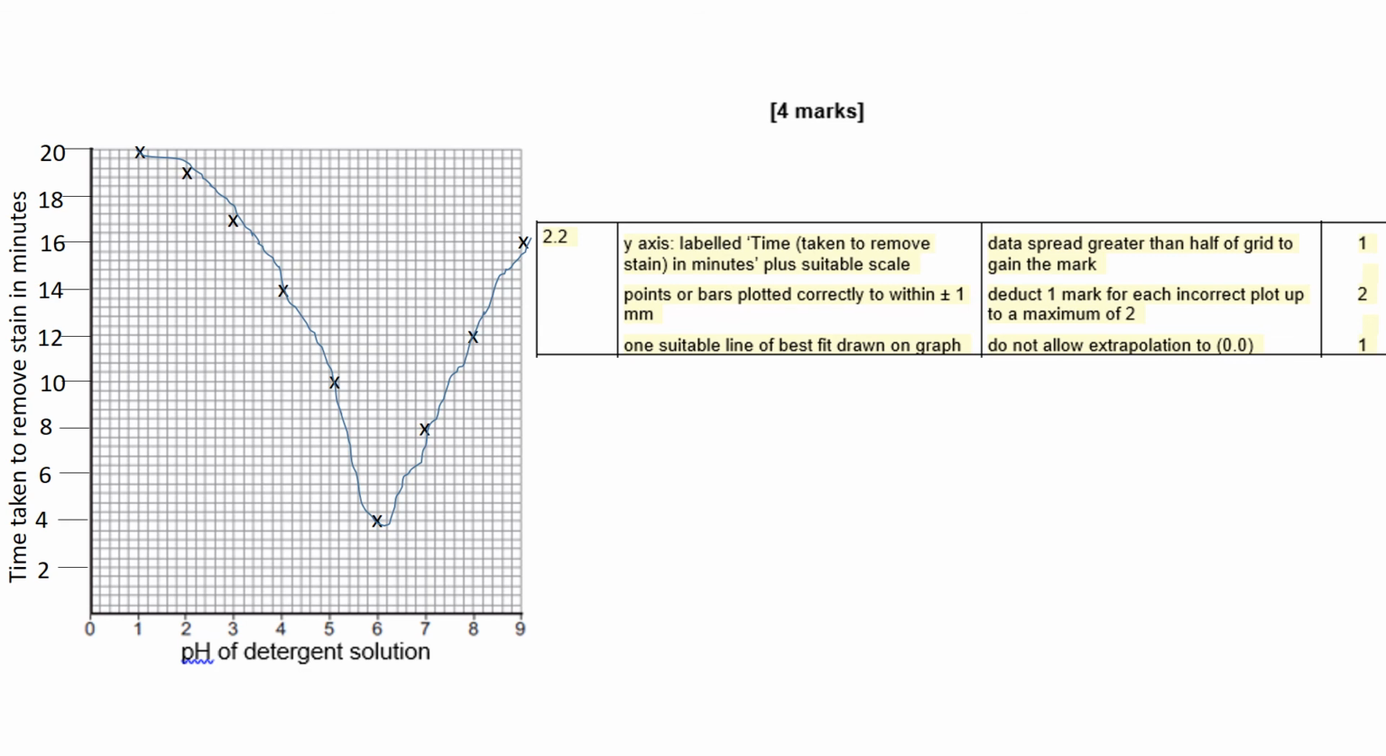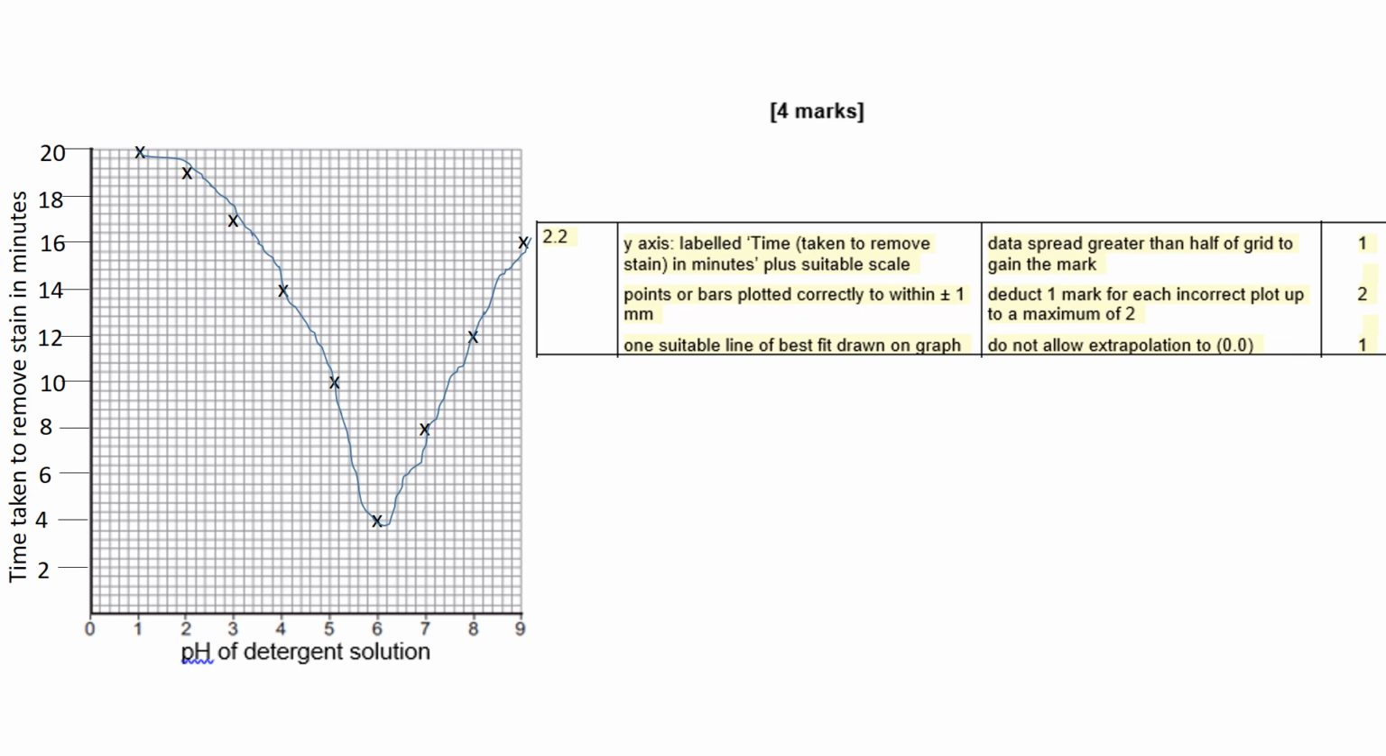So I've gone up 0, 2, 4, 6, 8, 10, 12, 14, 16, 18, 20. I should have included a 0 at the bottom. Sorry about that. You should have a 0 at the bottom. If you have done that and you've labelled it, then that's going to be a mark.